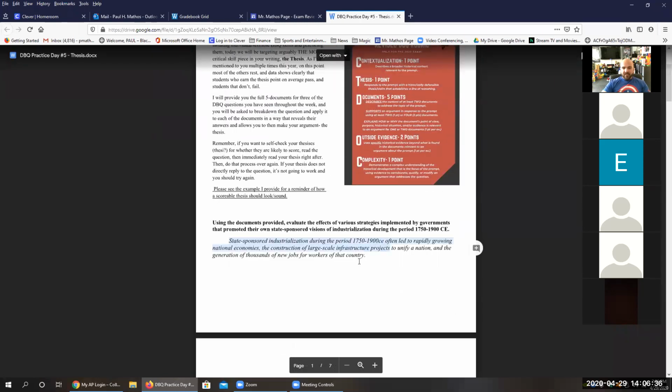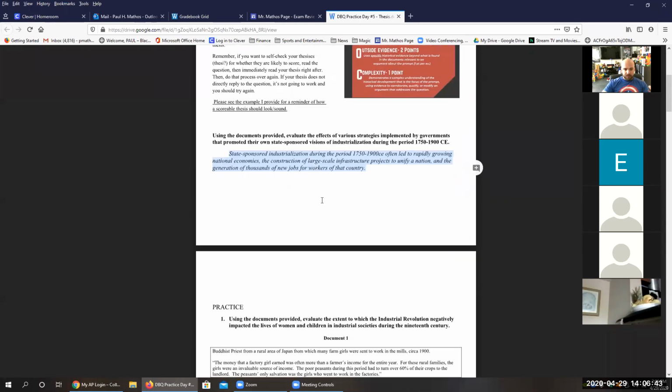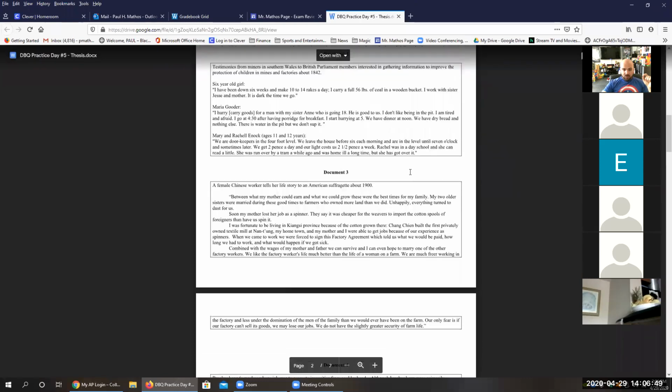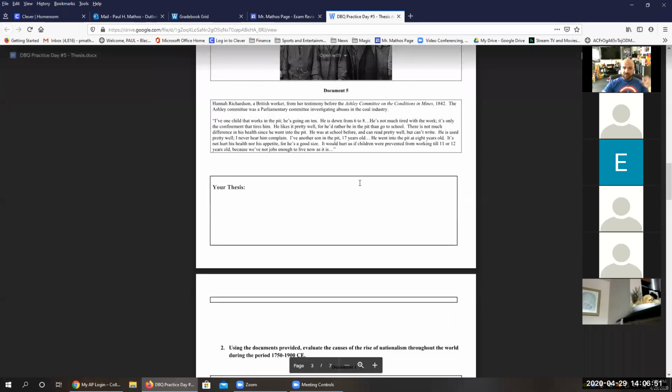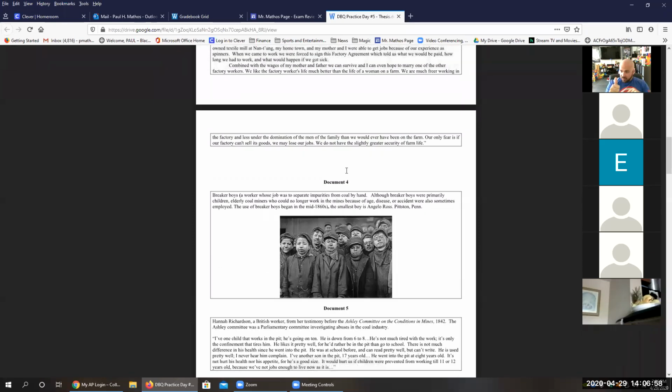Here is the example thesis that they made. All right, what you are going to do here, using this prompt, you're going to go through document 1, 2, 3, 4, 5. You're going to actually have to go in and examine these documents. Do what we did. Don't analyze, but you are just looking to make your groupings.